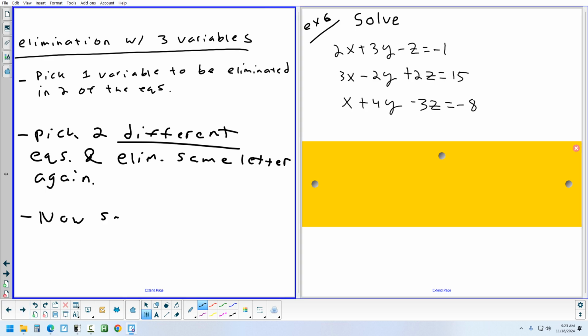Now, solve like you would a two-variable problem. What does that mean? Use substitution if you want to do that, or elimination if you want to do that. I will tell you, elimination is probably going to be the way to go.